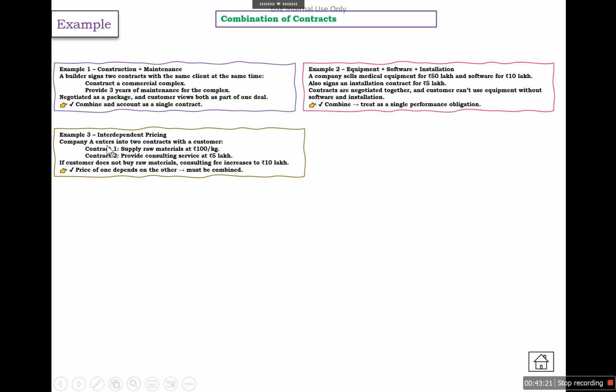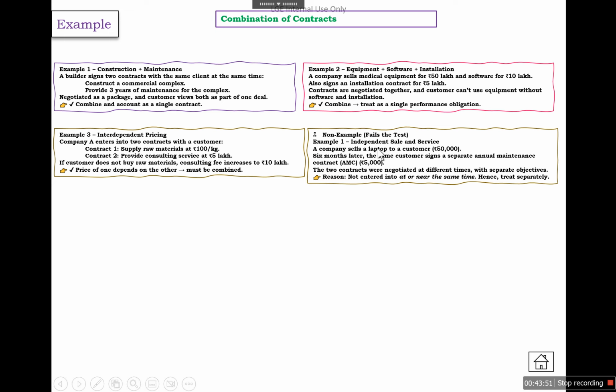Now, if there is interdependent pricing. For example, company A enters into contract with the customer and supplies raw material at rupees 100 and consultancy services are provided at 5. And if customer does not buy raw material, in that case, consultancy services will increase to 10 lakhs. So in this case, the price is dependent on another contract. So it means the substance of the deal is that it is a combined contract. So should be combined.